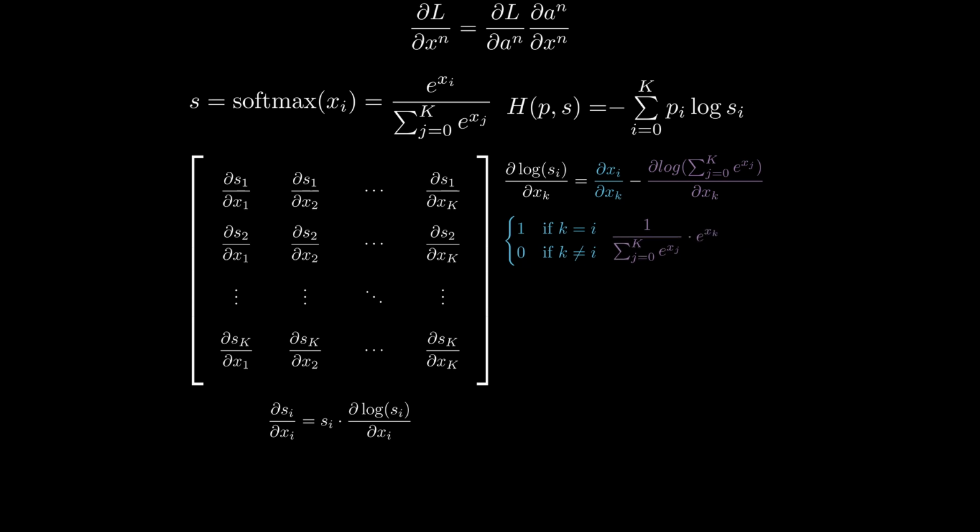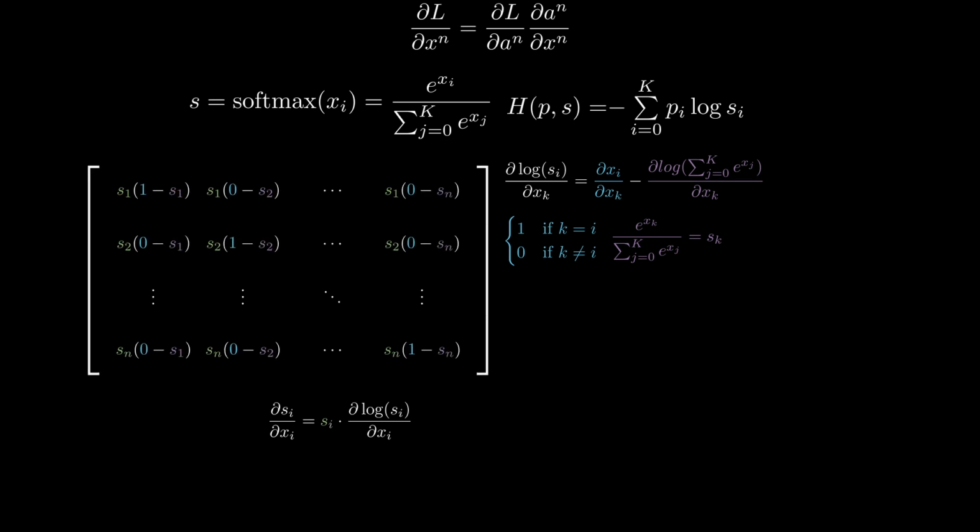And the derivative of e to the power of x over x is e to the power of x. If we move it into our fraction, we can see that we arrived back into the softmax equation. We can now plug in all of the values and arrive with this matrix of softmax derivatives.